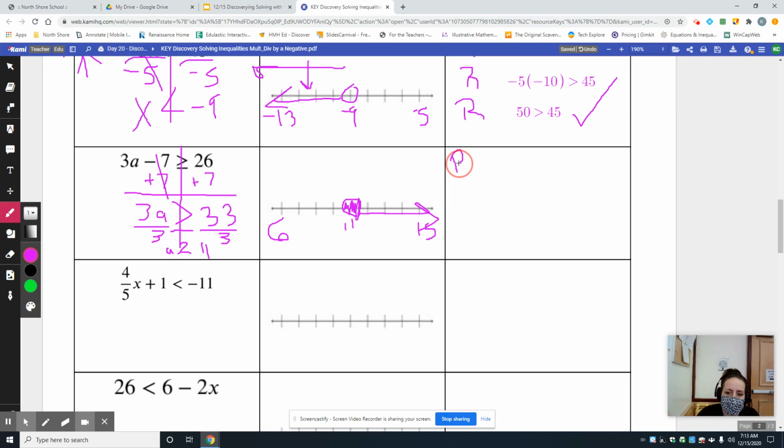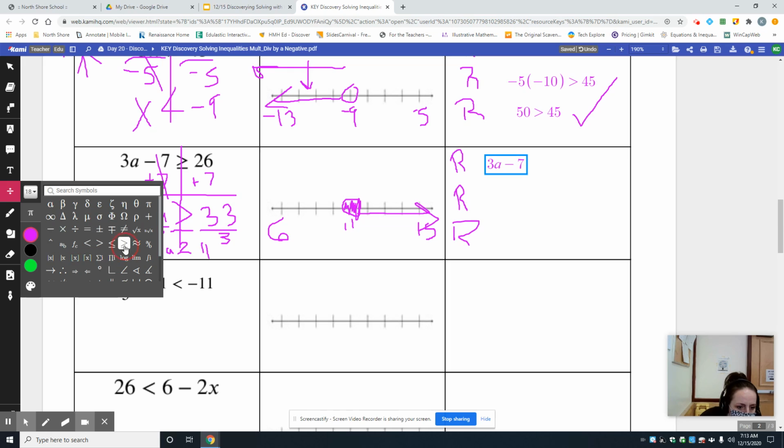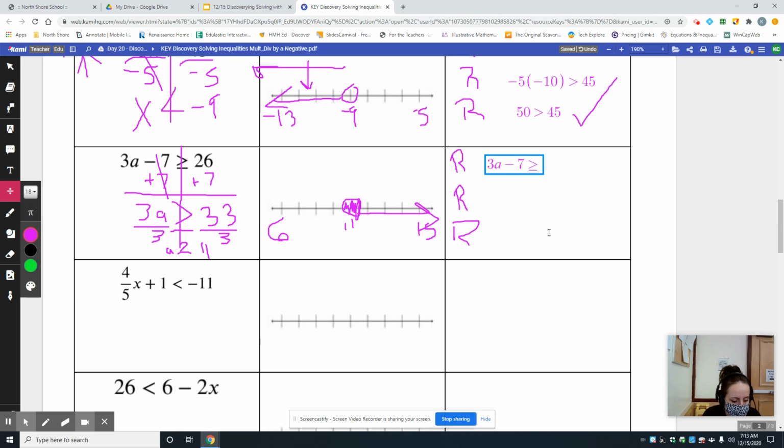Now we're up to our check where we rewrite, replace, recalculate. That's a big R. All right, so we're going to rewrite. 3a minus 7 is greater than or equal to 26. Replace, again, you're not going to use your solution, although here you could because it is equal to, but we're going to get in the habit of not using it. We're going to use something else, anything in that line, and I'll choose 15. So we have 3 times 15, minus 7, is greater than or equal to 26.